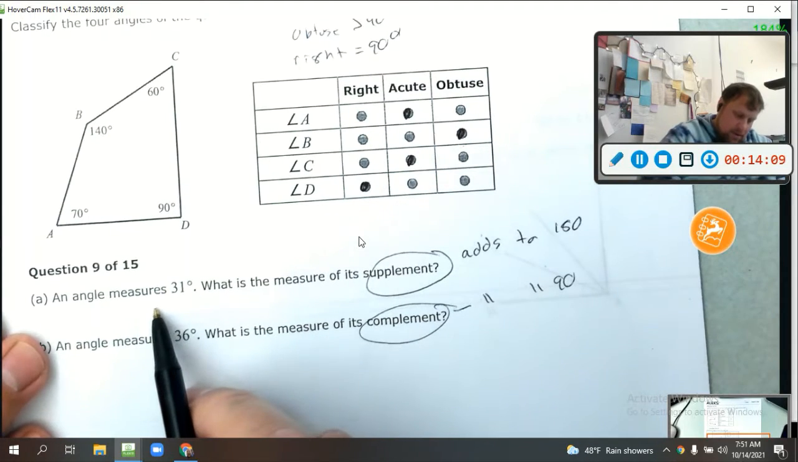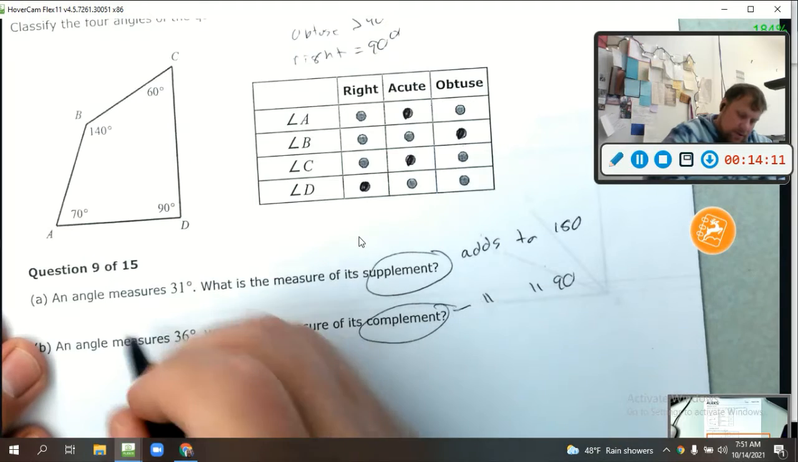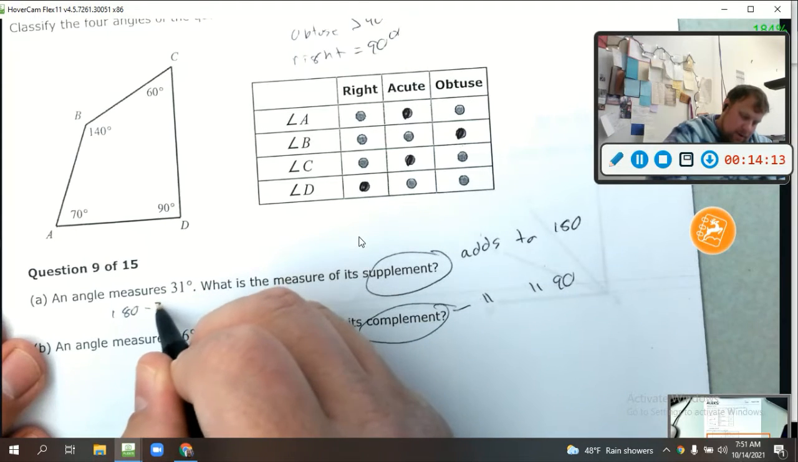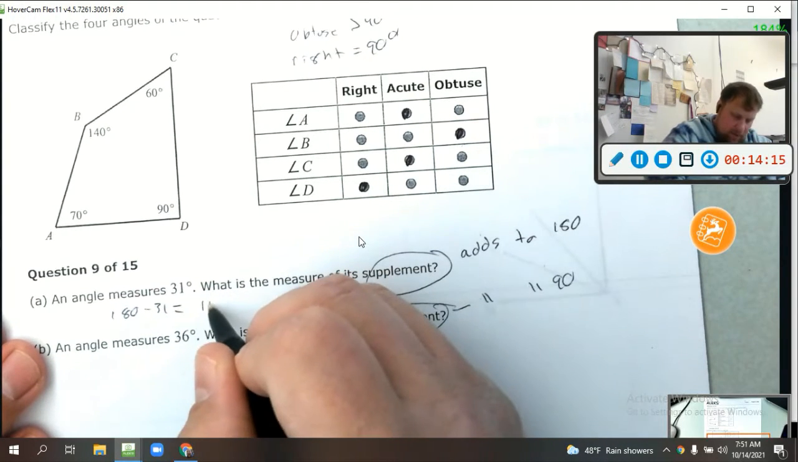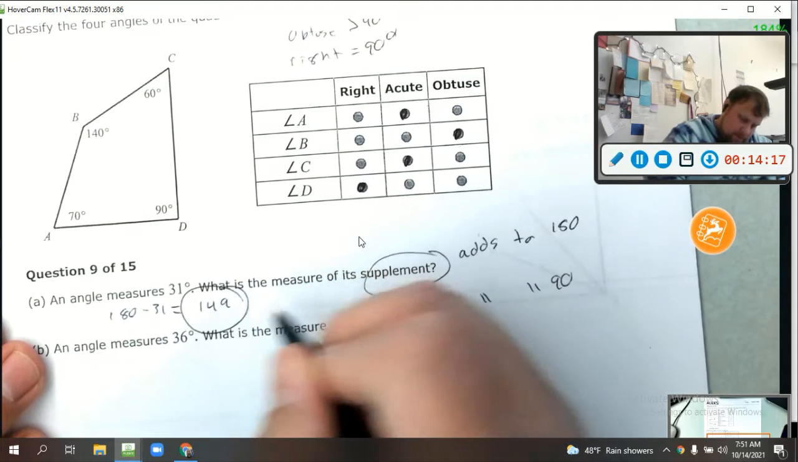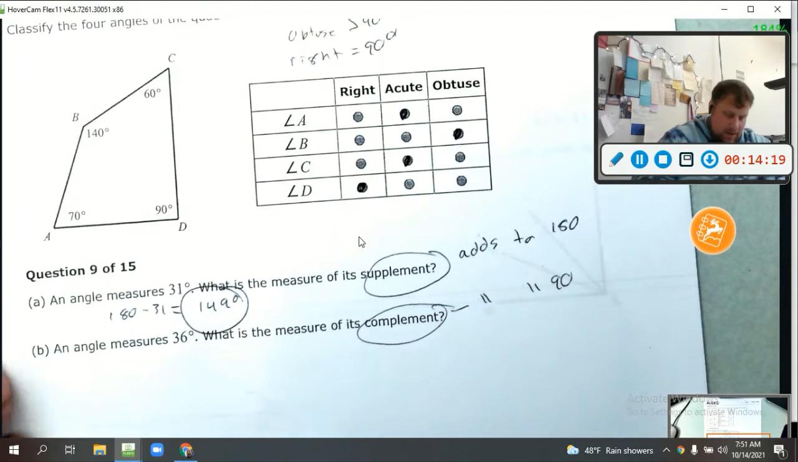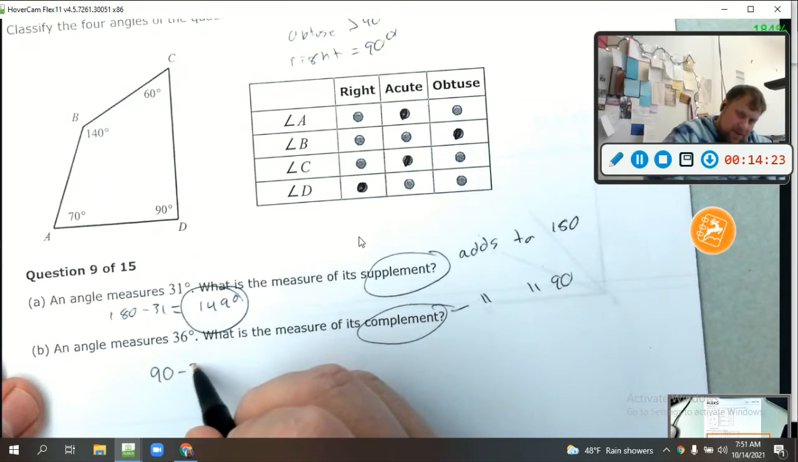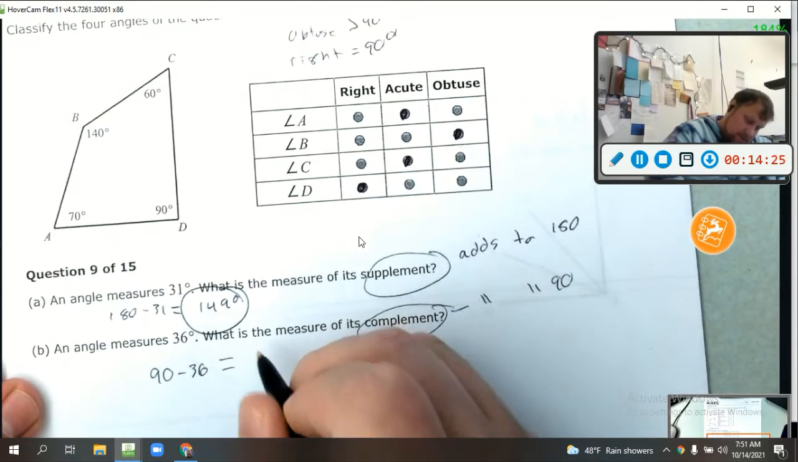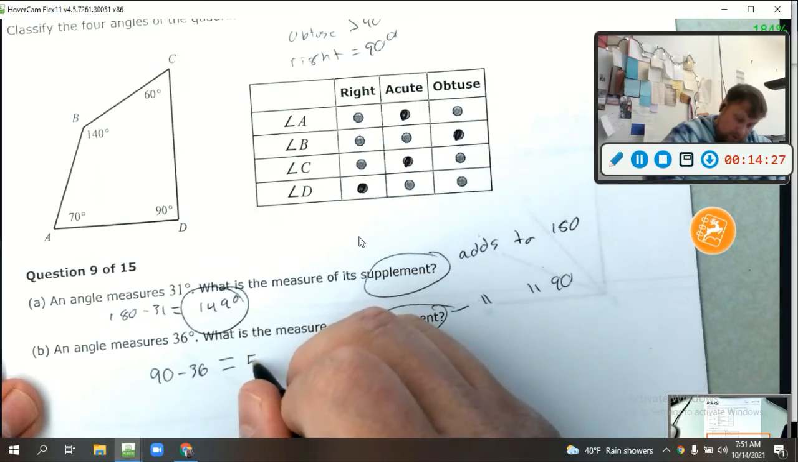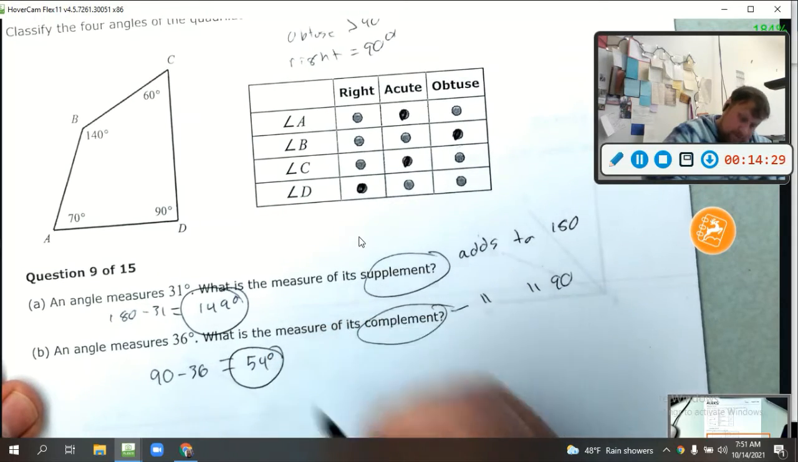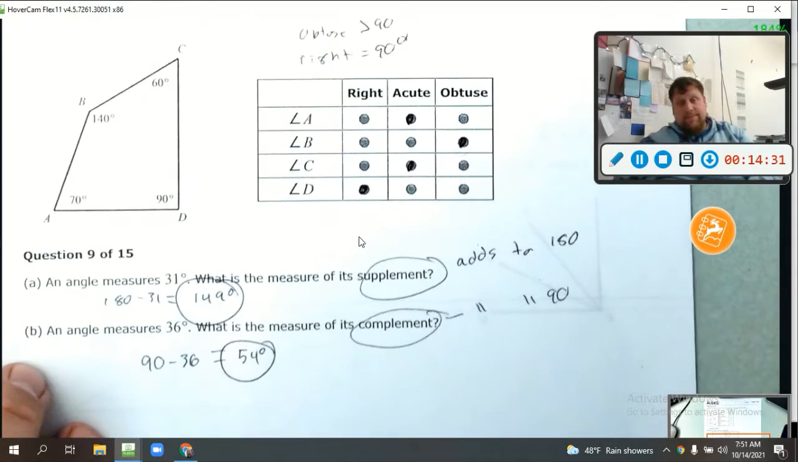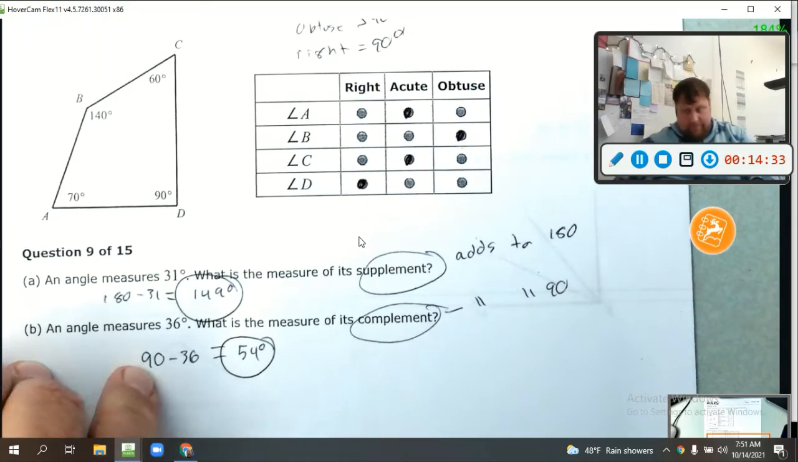So, an angle measures 31 degrees. What is the supplement? I'm going to do 180 minus 31, which equals 149. Boom. It's 149 degrees. An angle measures 36 degrees. What is its complement? 90 minus 36 equals 54 degrees. That's it. Don't make it hard. Just make it right.